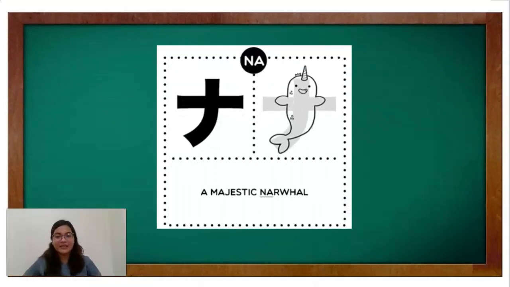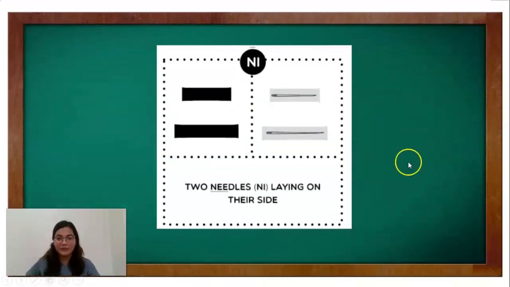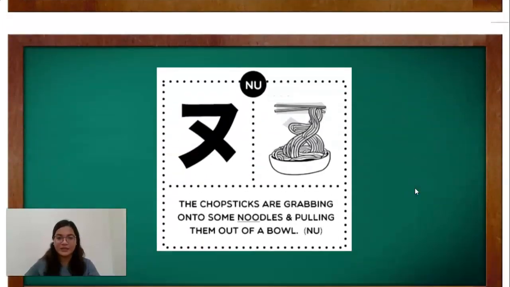And next row is na. Let's start from na. Just think of this na character as a magical narwhal. So na as in narwhal. Okay, next up is ni. Two needles laying on their sides. So ni as in needles.